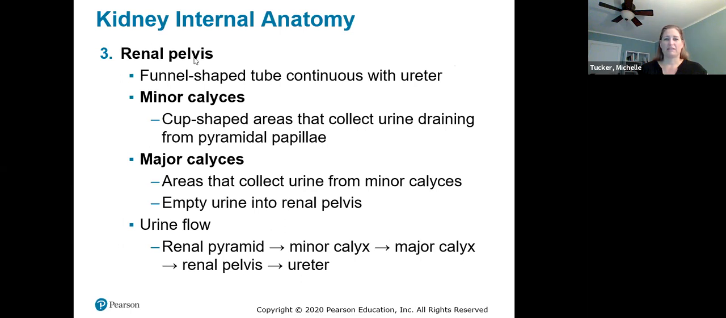The renal pelvis is the funnel-shaped tube, continues with the ureter, and it is going to collect filtrate from, actually I guess it's urine at that time, from the major calyces and funnel that into the ureter. So you do need to know the flow of urine and be able to identify those structures.